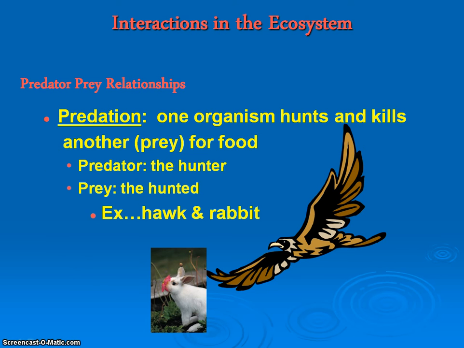There are two versions of interactions. We're going to separate this first one from the rest of them: the predator-prey relationship. This is one of the largest interactions within an ecosystem, and it's the one that really helps control population size of different species, so that not one species becomes dominant, which could have a detrimental effect on that particular ecosystem. So predation: one organism hunts and kills another. This is a very big and important relationship within an ecosystem.